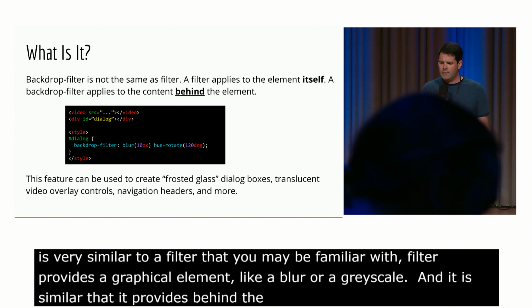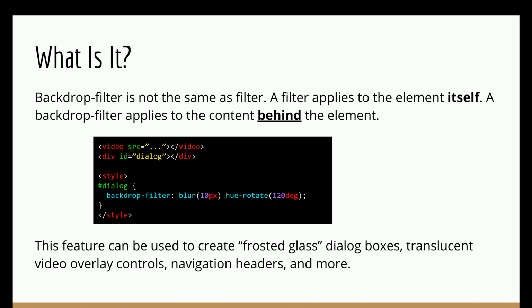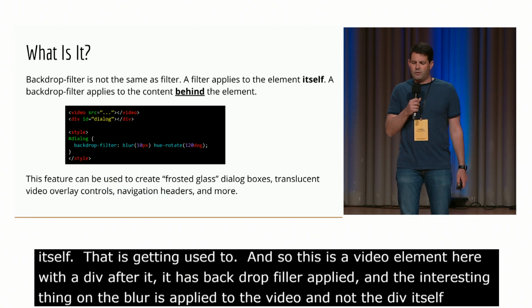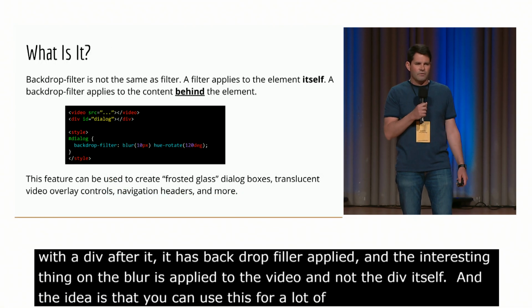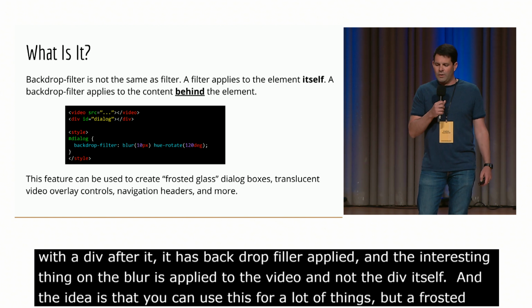Here's a quick example. You see a video element here with a div after it that has backdrop filter applied. The interesting thing is that the blur and the hue rotate that you see there will be applied to the video and not the div itself. You can use this for lots of things, but typically a frosted glass kind of dialog box, a video overlay, or navigation headers.